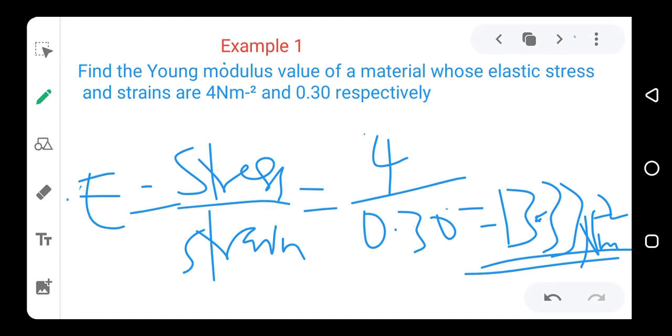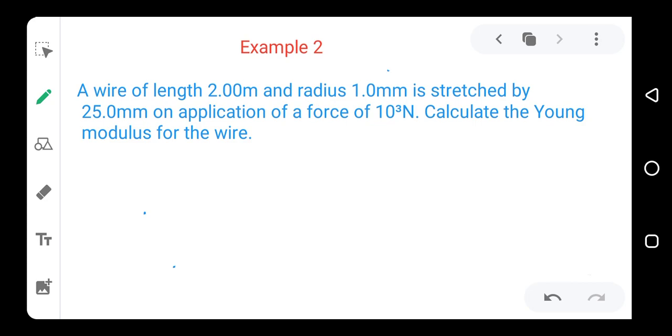Now let's look at another example. In this example, we are given that a wire of length 2.00 meter and radius 1.0 millimeter is stretched by 25.0 millimeter on application of a force of 10 to power 3 Newton. Calculate the Young modulus of the wire.